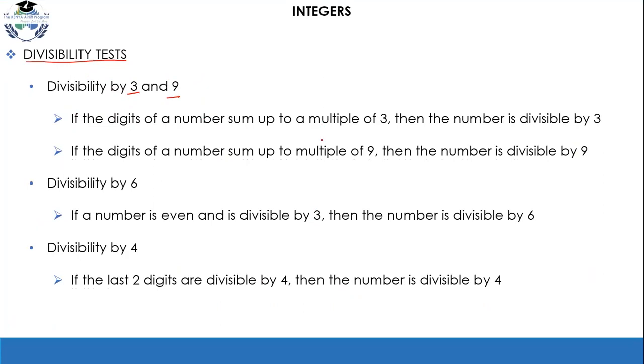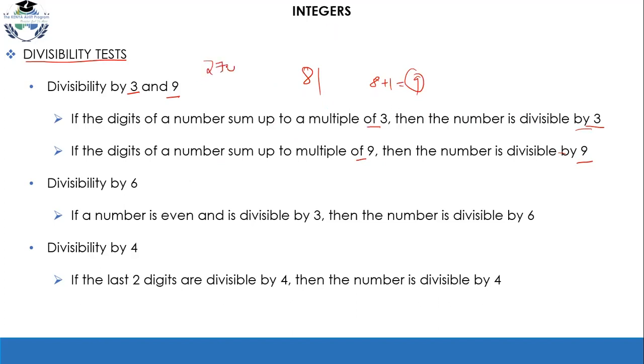If the digits of a number sum up to a multiple of 3, then the number is divisible by 3. If the digits of a number sum up to a multiple of 9, then the number is divisible by 9. What does this mean? If you have been given, for example, 81, just do 8 plus 1. 9 is a multiple of 3. It's a multiple of 9. So that means this number is divisible by 3.